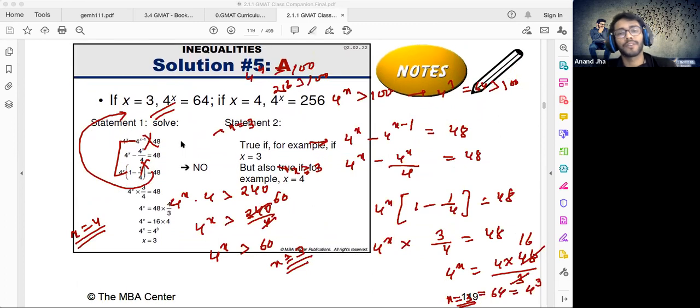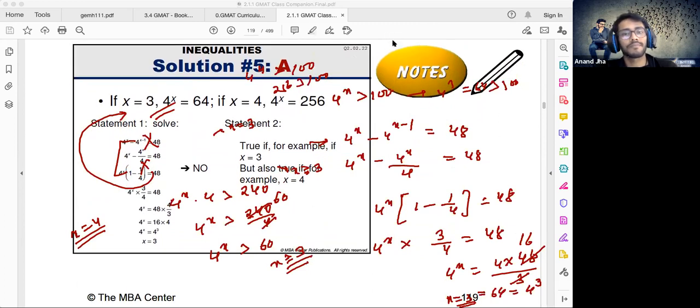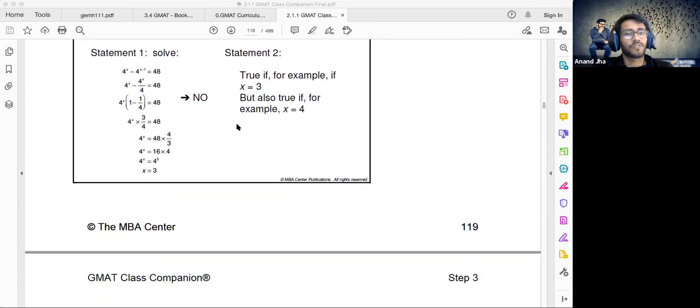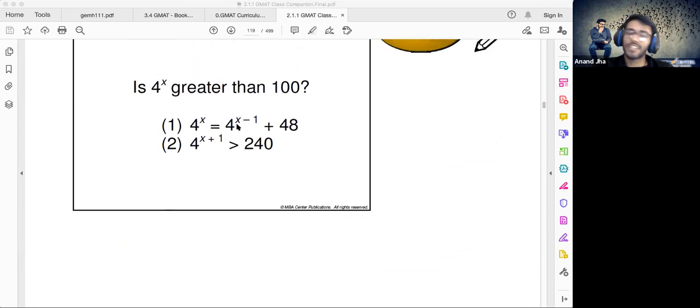See, A part, I told you. So solve it wisely. First one, of course, it won't give me because x is 3. x equals to 3 doesn't satisfy. Second statement is sufficient. Very good question. This was a very good question. These kinds of questions will come in the exam.